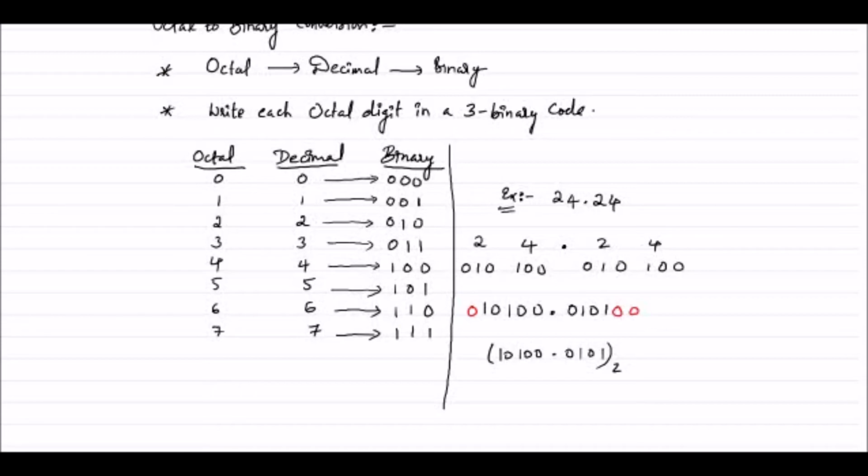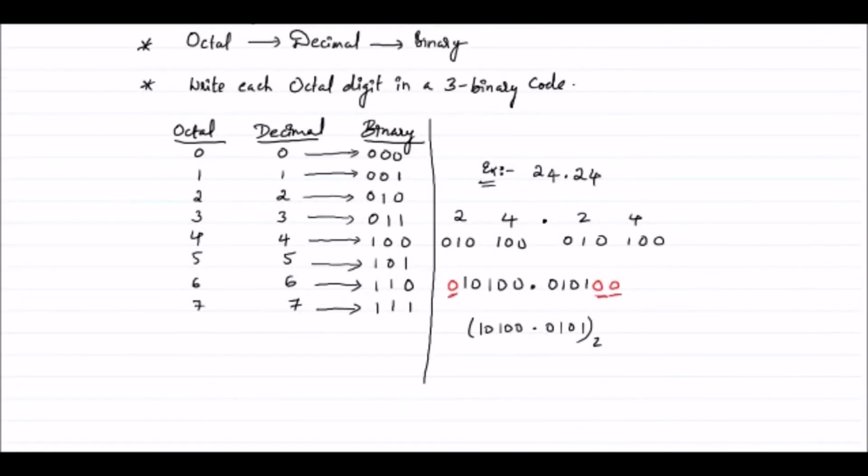So for example we have taken 24.24. Each digit is represented with 3 binary digits. So you can see the binary code of 2 is 010. I'll write the 010 here. For 4, what is the binary code for 4? 100. So 2 is 010 and 4 is 100.